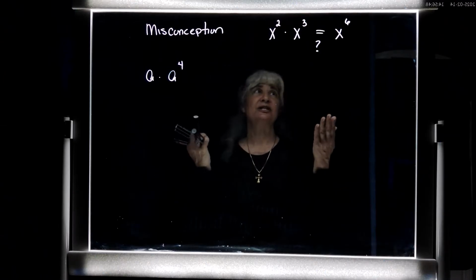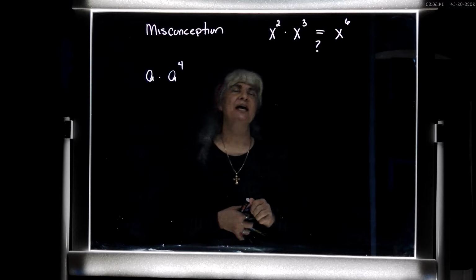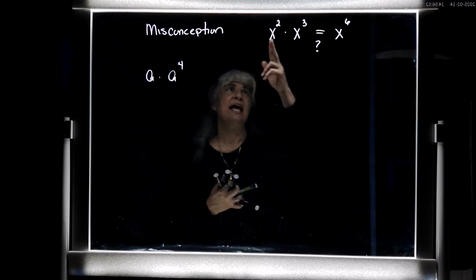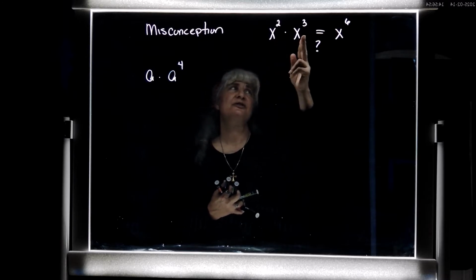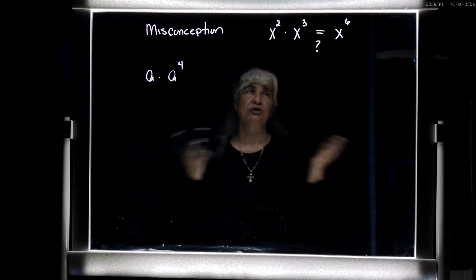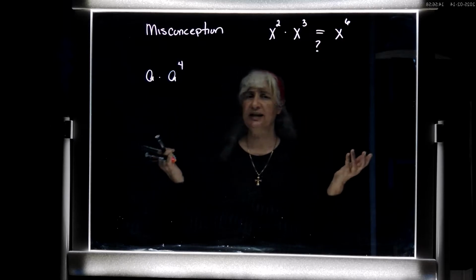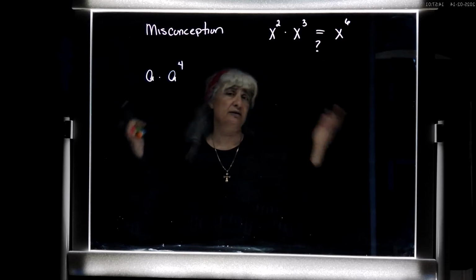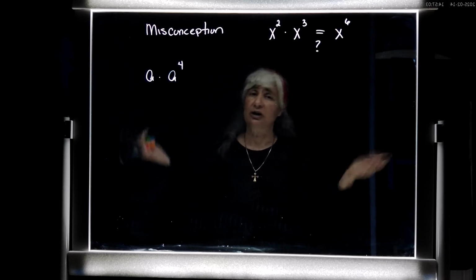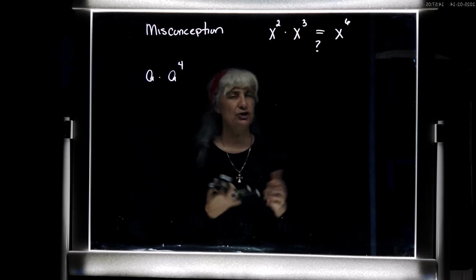Okay, let's look at this misconception. Have you ever thought to yourself, x squared times x to the third is x to the sixth? But like, if I'm multiplying, I should be multiplying the exponent, so 2 times 3 is 6. Have you ever thought that? Sure, a lot of people have. But is it true?